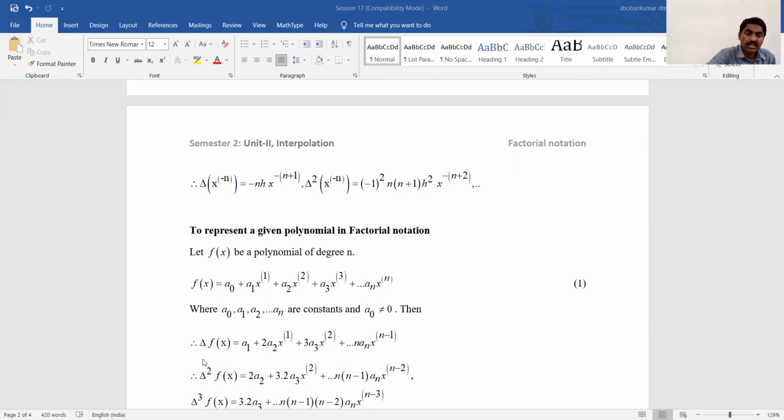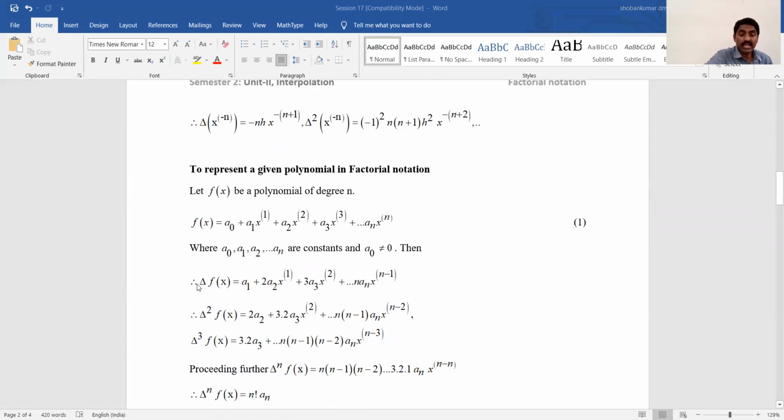Then delta f of x is equal to, here a0 should be 0. When applying delta, the constant should be 0. Delta f of x equals a1, here it is like differentiation. It becomes 2a2 x to the power 1 plus 3a3 x to the power 2 plus and so on, n an x to the power n minus 1.